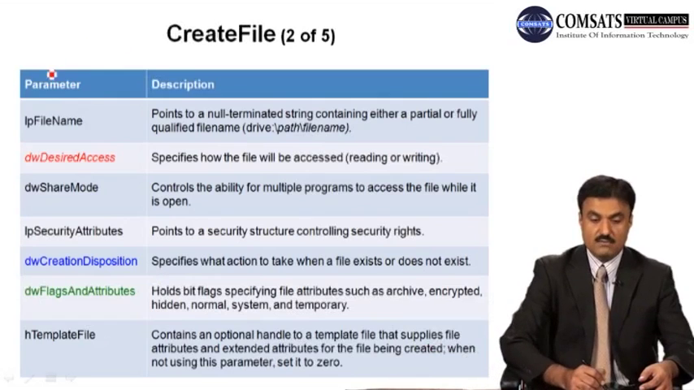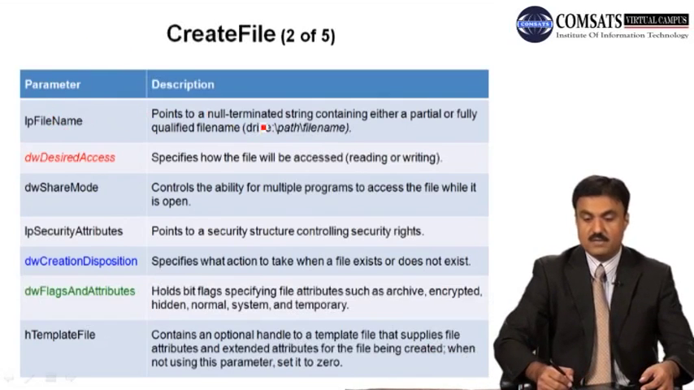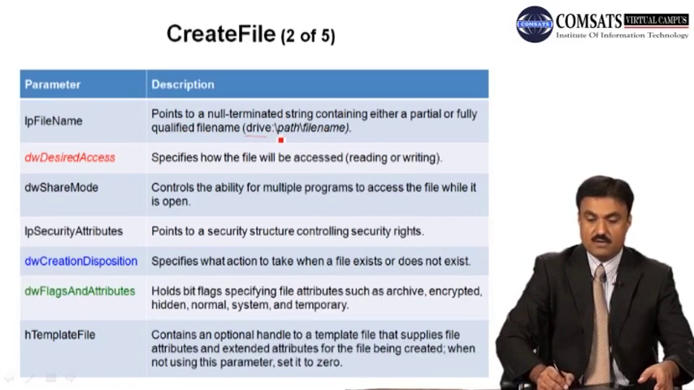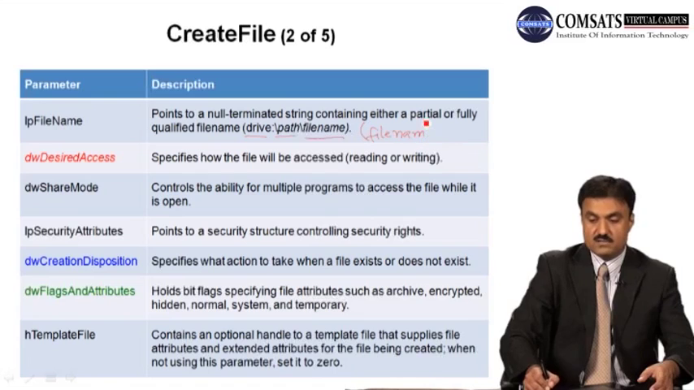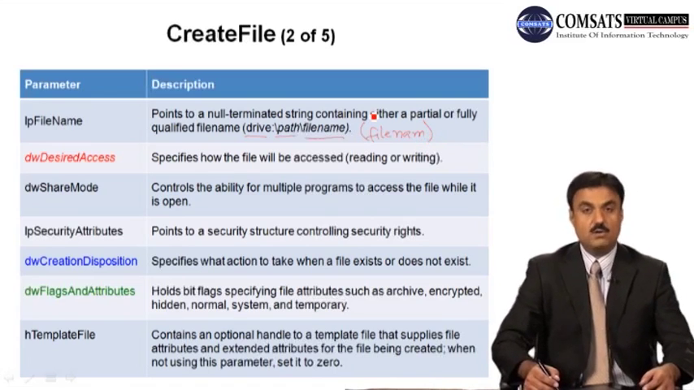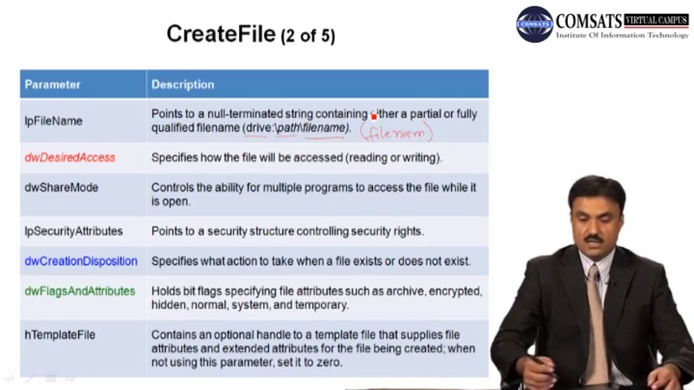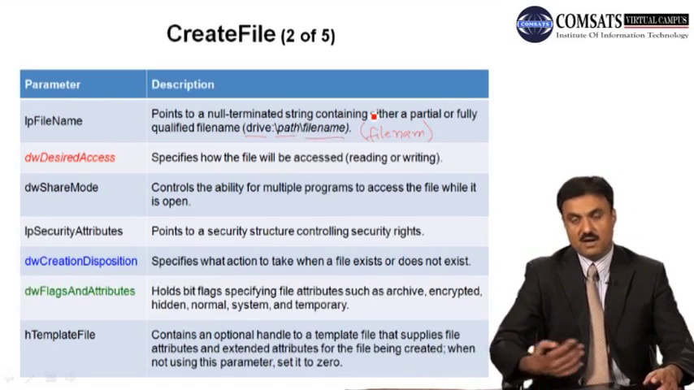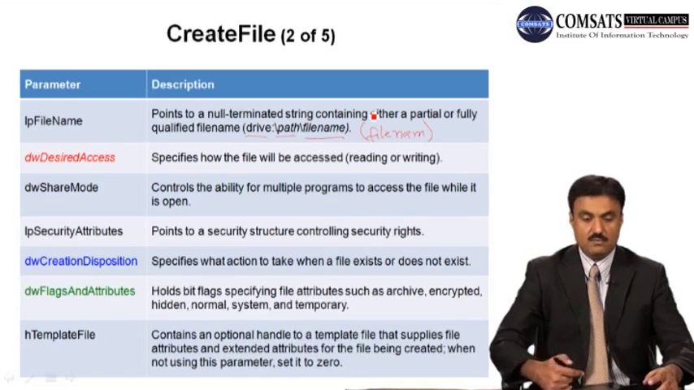So here is a list of all these parameters that are being used in CreateFile. So we have the file name. This can be a null terminated string that contains either a partial or fully qualified name. So we can have drive, we can have path, and we can have file name, or simply we can have a file name only. So this file name can be any name, like abc.txt, output.txt, input.txt, and so on, whatever name you are going to decide for the file where you want to read or write information.